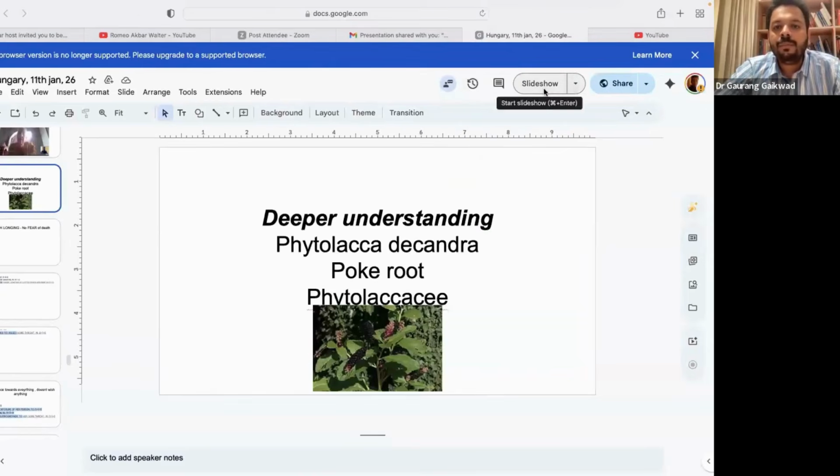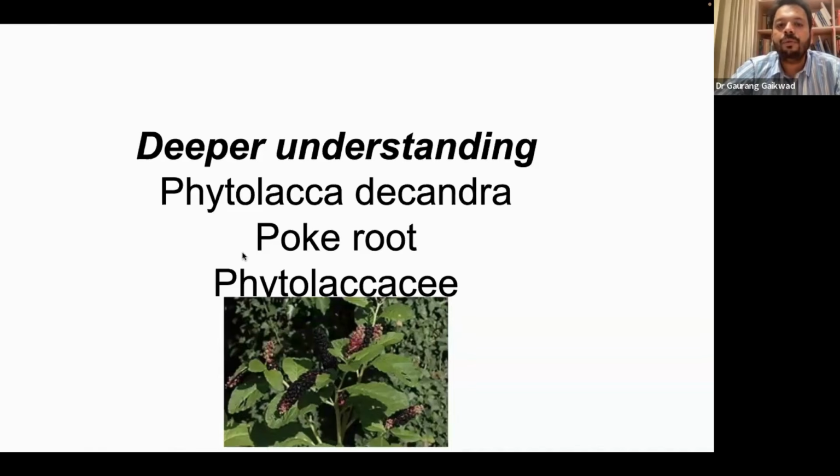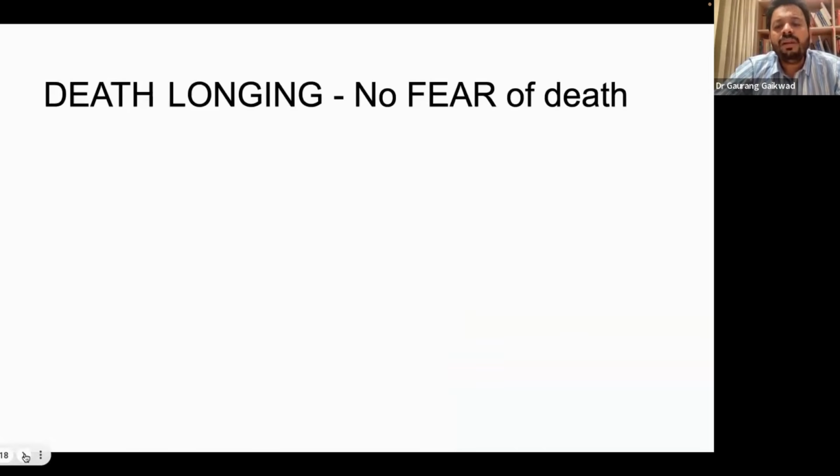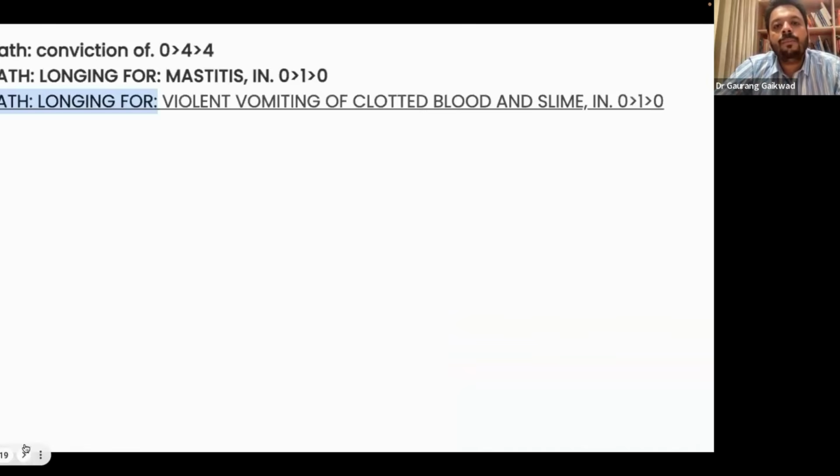Let me very briefly tell you a little bit about Phytolacca. We have a few more minutes. Deeper understanding of Phytolacca decandra, the poke root. One of the very important symptoms of Phytolacca is death longing. Very often, the presenting symptom of Phytolacca is death longing. There's a very nice symptom in the proving and also in Nair's repertory: death longing with vomiting of clotted blood and slime, with longing for death in mastitis. Think about Phytolacca.